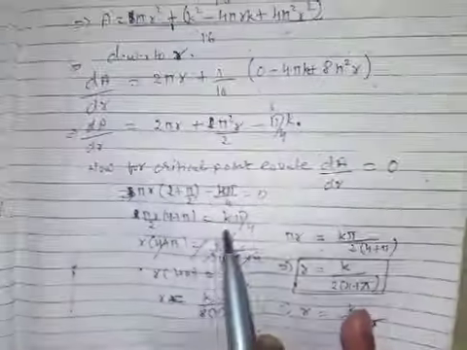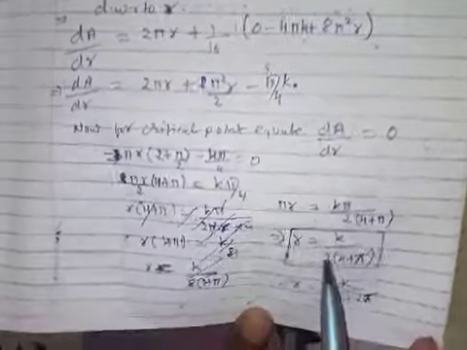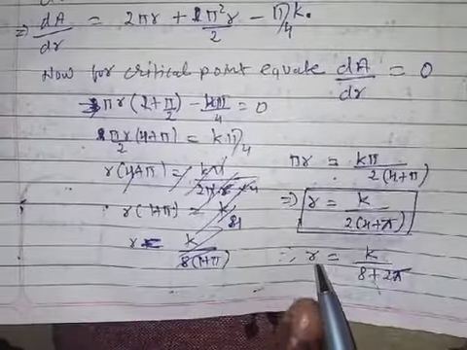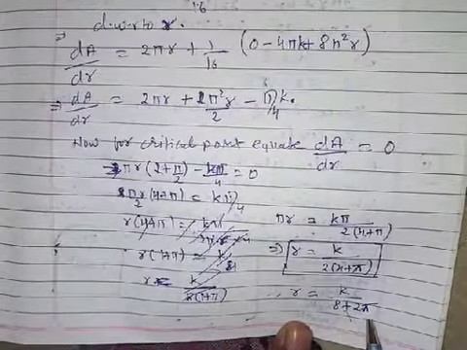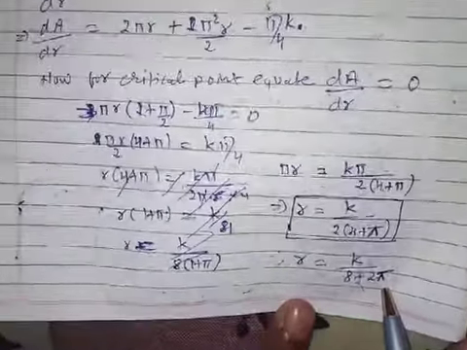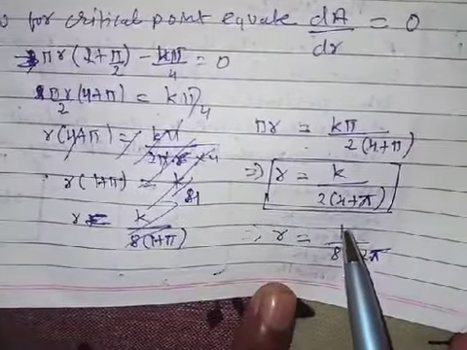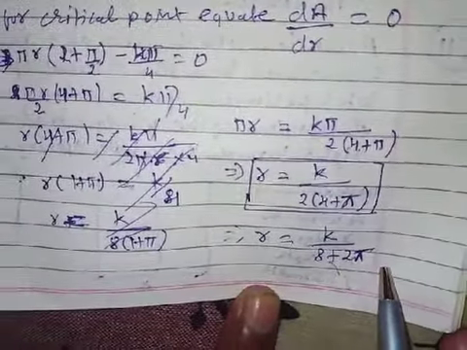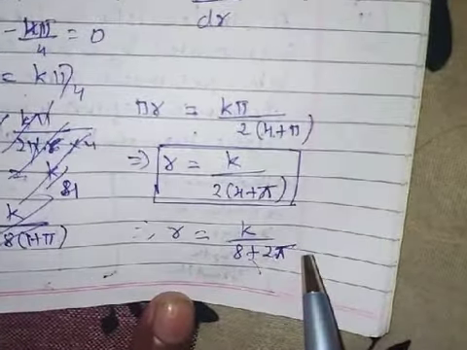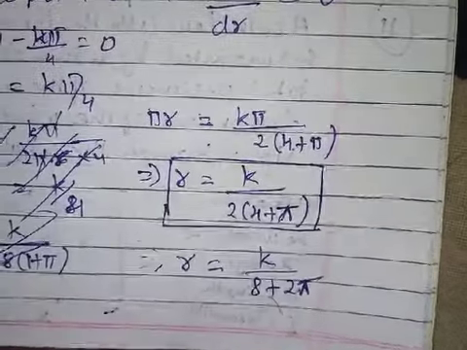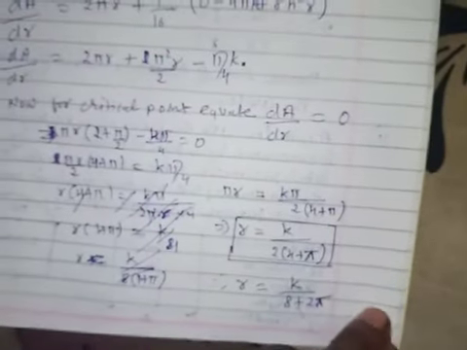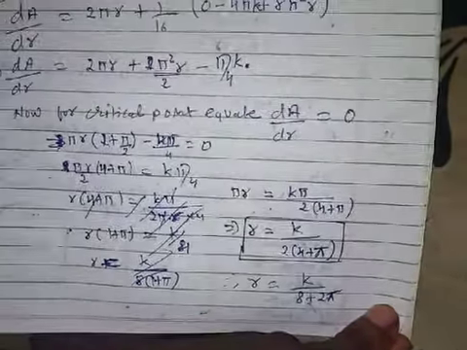Now for the critical point, we have to equate to 0. If we equate to 0, we will get r is equal to k upon 8 plus 2 pi. Okay, this is a critical point. Again we have to take the second derivative, put in the value of r and see whether it is a minimum, because we want the least area.